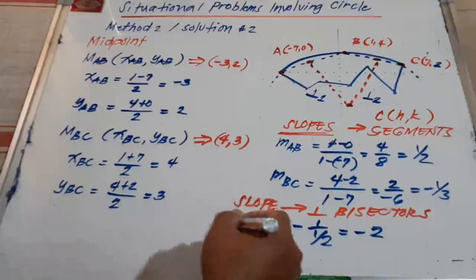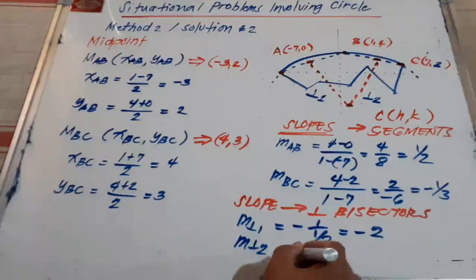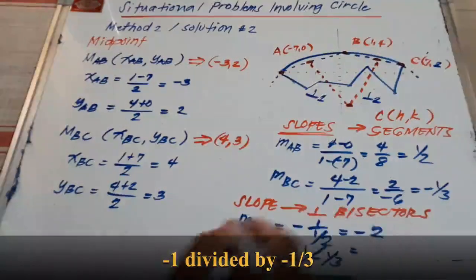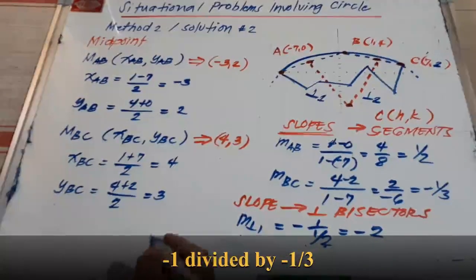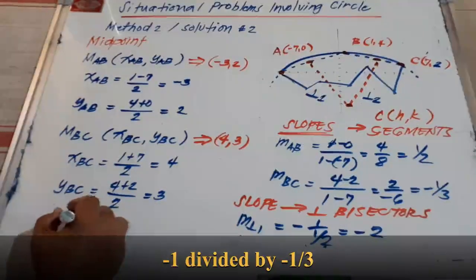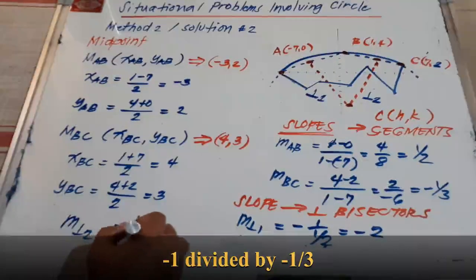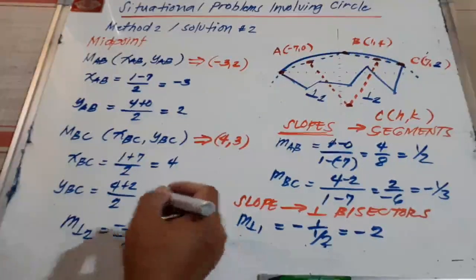And for the second perpendicular bisector, we have negative 1 over negative 1/3. So the reciprocal of that will be positive 3. Okay.